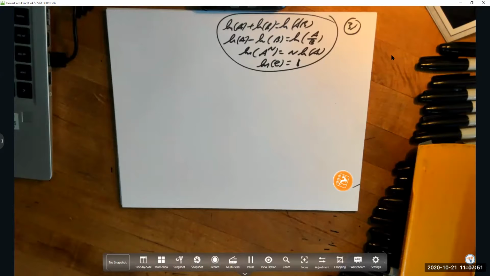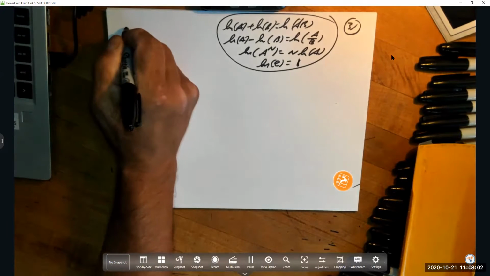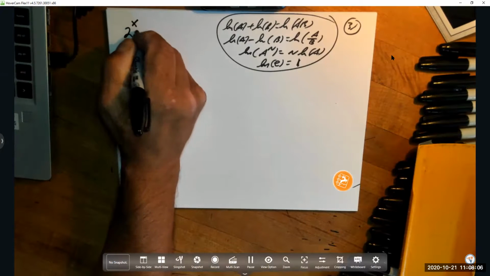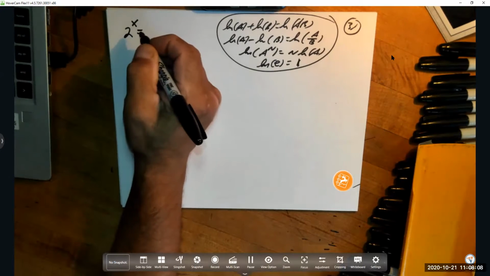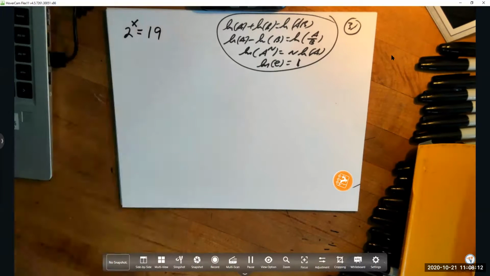This would be like question, I guess number 19. Well, anyway, let's just do this. If I say 2 to the x power is some big number, 19. There you go. 2 to what power is 19?